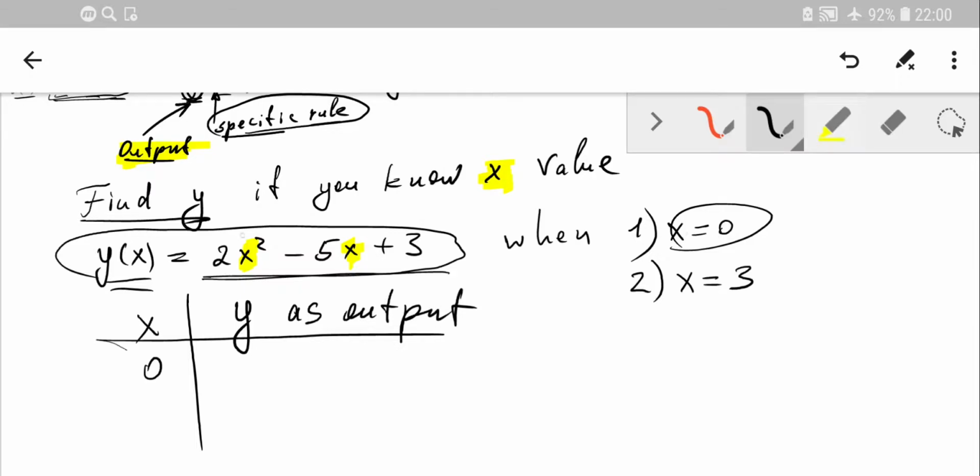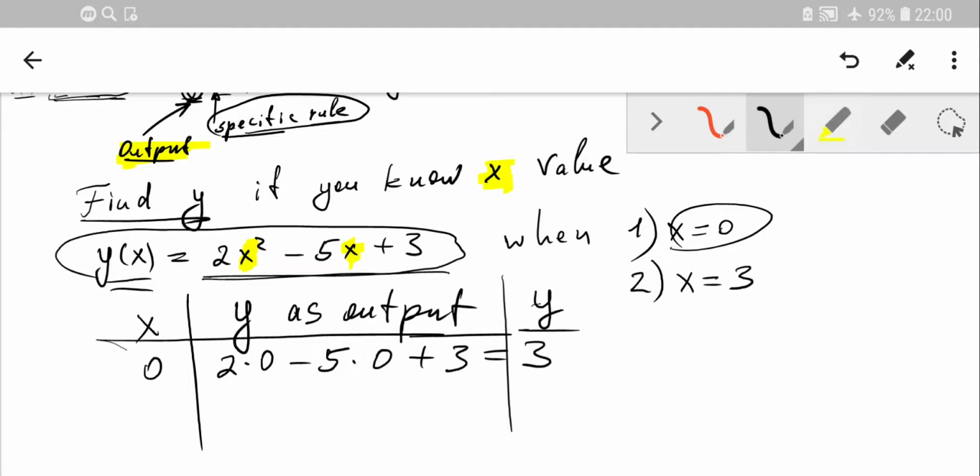So simply we put 0 whenever x stays. So 2 times 0 minus 5 times 0 plus 3, and the output result will be simply 3. Okay, that's the output, so y as output. So we'll get the value 3.